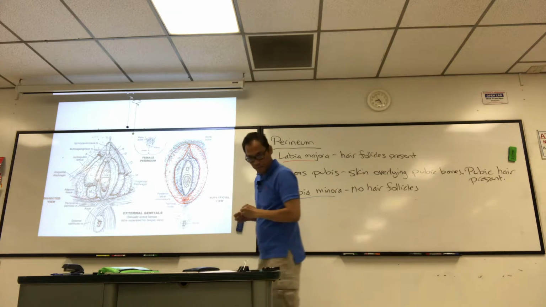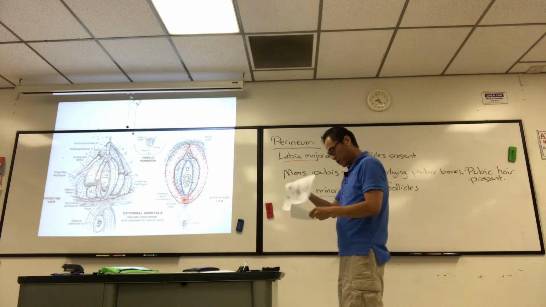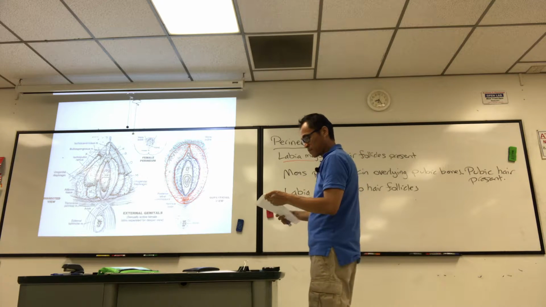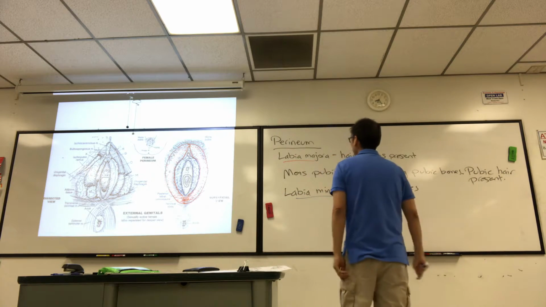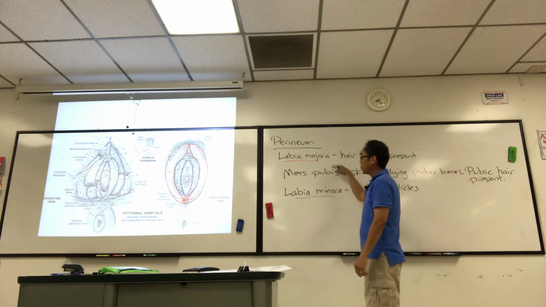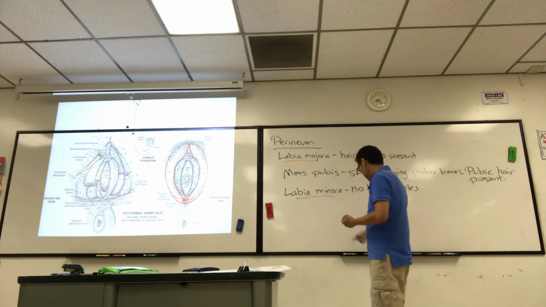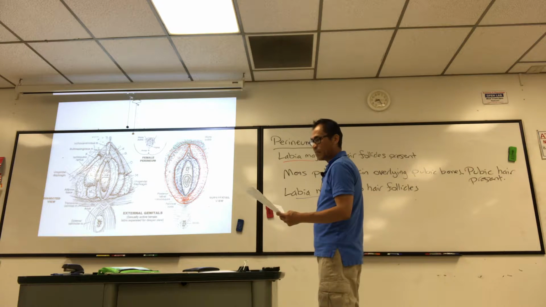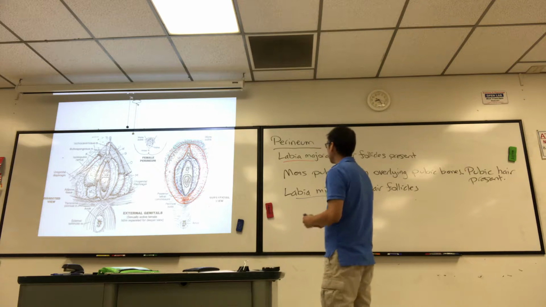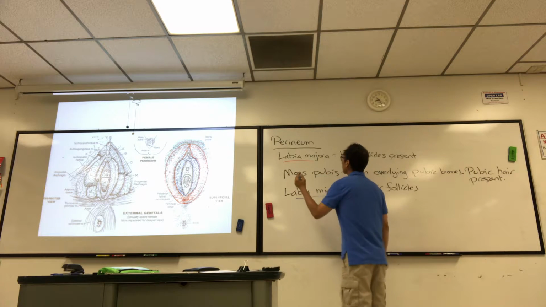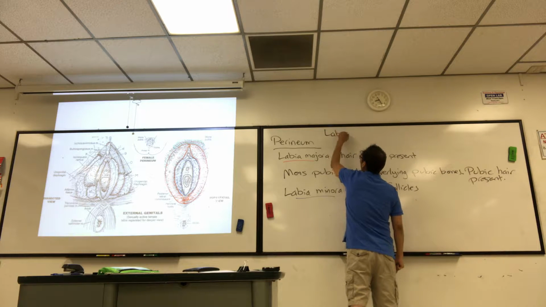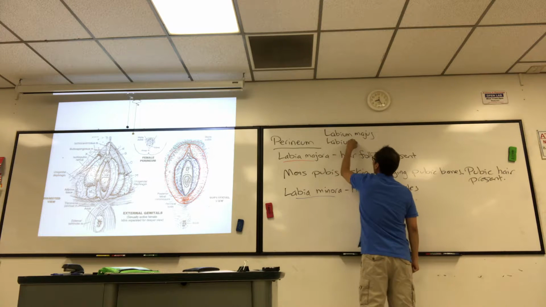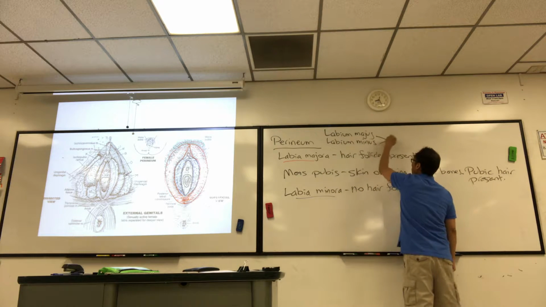Labia majora and minora. Those are the first two things I want you to know, in the perineal region. The terms I gave you were the plural forms, because there's two of them. If you see the singular version of the word, it's labium majus, labium minus. So those are the singular terms.